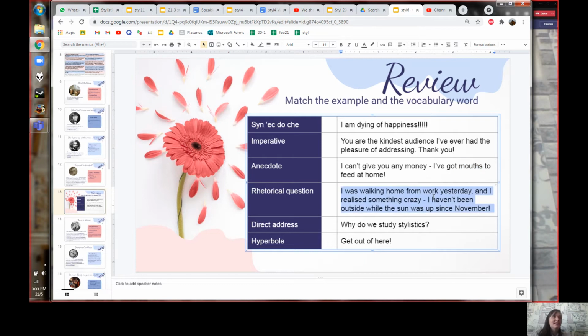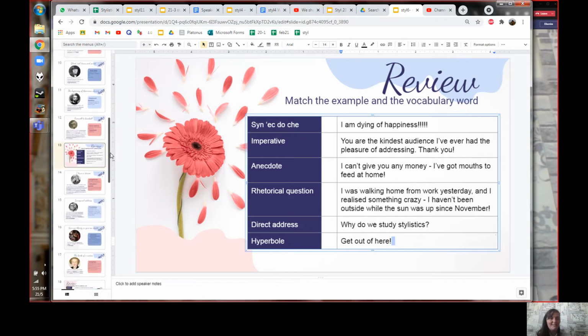"I was walking home from work yesterday, blah, blah, blah." Yeah, that's an anecdote about something that happened to me recently. "Why do we study stylistics?" It's a rhetorical question. And "get out of here." That's an imperative. A command is called an imperative. Cool. Okay, next set.